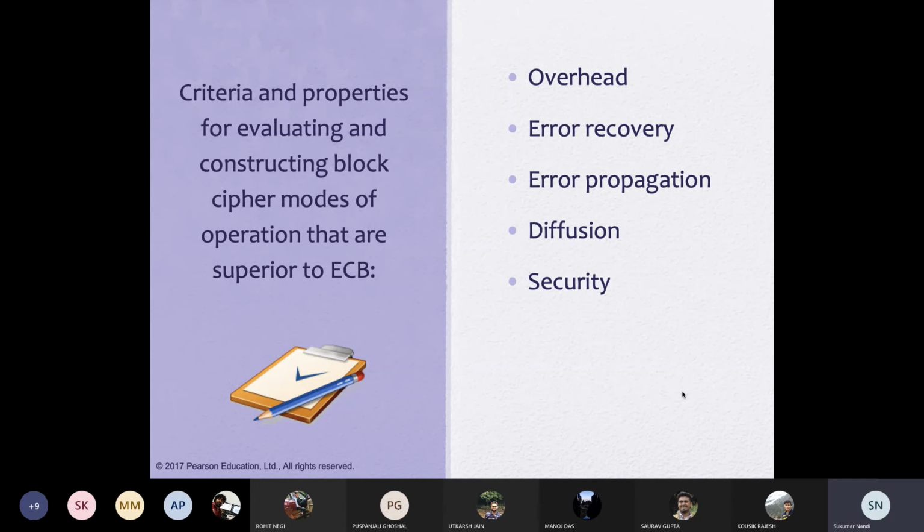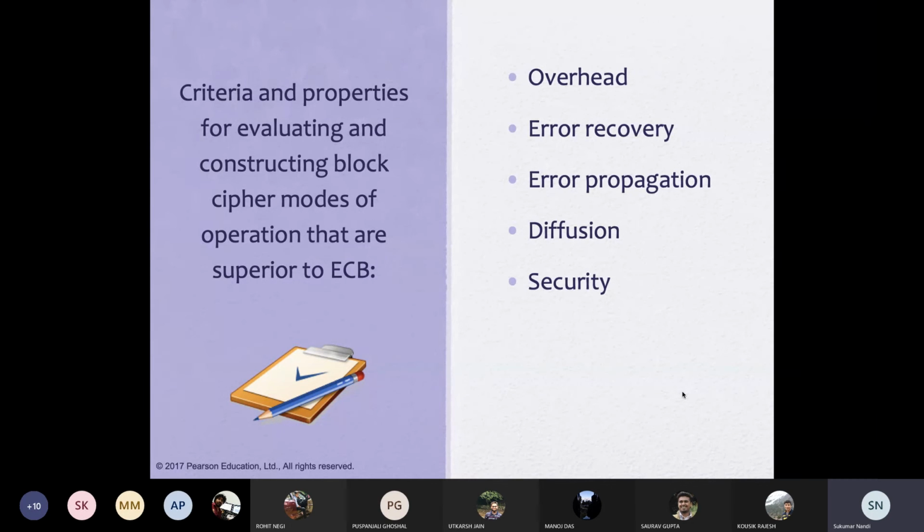Error propagation: if I look at the first block and any error occurs, can it go to the second block or third block and so on? In ECB, that chance does not remain because every block is independent. So if an error happens in one block, it will not translate into errors in other blocks, at ciphertext to plaintext decryption time, because communication happens only in ciphertext.